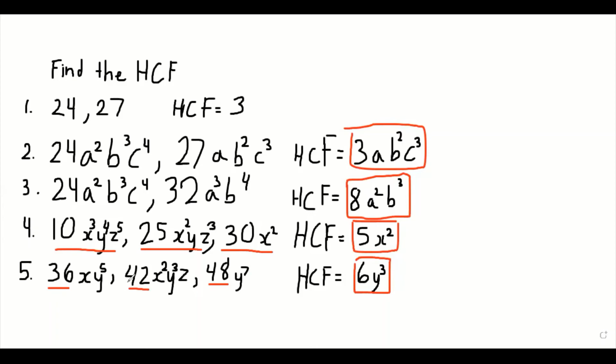Okay, can I divide each of these? Can each of these be divided? Right? So if I say 36 divided by 6, I get 6 back. Nice number, no remainder. If I say 42 divided by 6, I get back 7. And if I say 48 divided by 6, I get back an 8. So hey guys, we found the number that's the highest common factor of these three coefficients here.